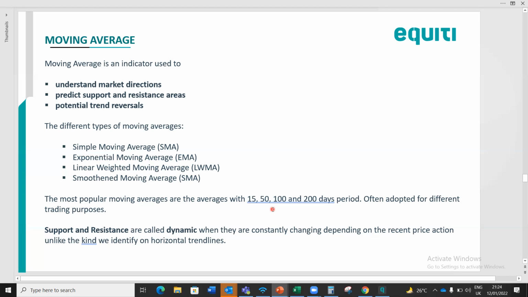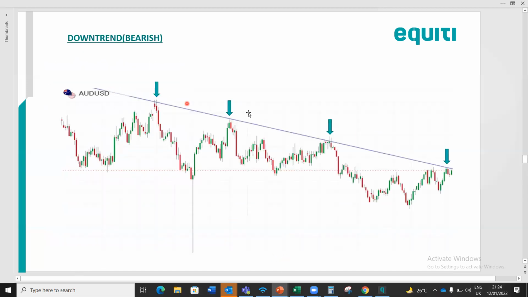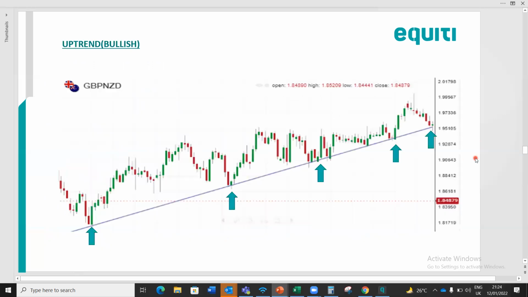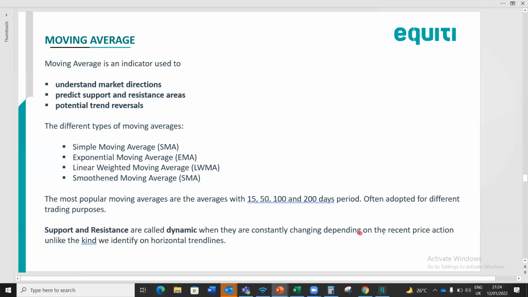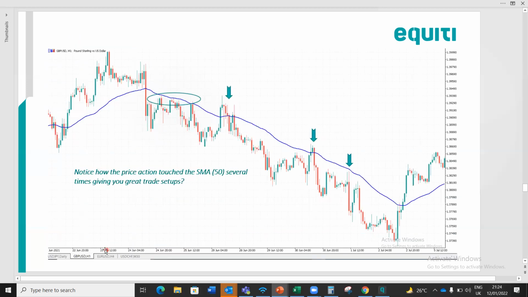Now, support and resistance are called dynamic when they are constantly changing depending on the recent price action, unlike the kind we find on the horizontal trend lines, where the prices come to touch the horizontal line that is drawn. Unlike these, dynamic support and resistance are constantly changing because of the recent prices of that particular asset in the market.